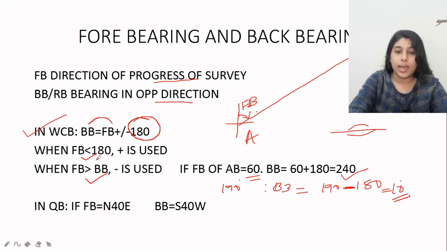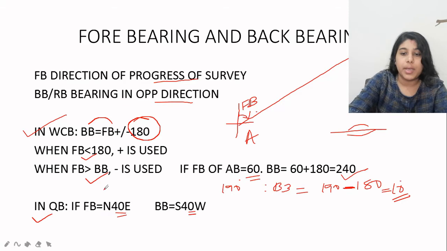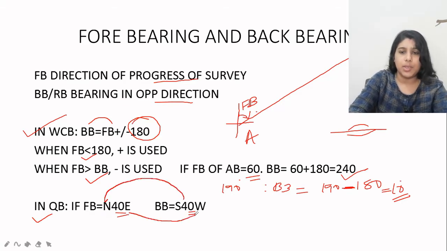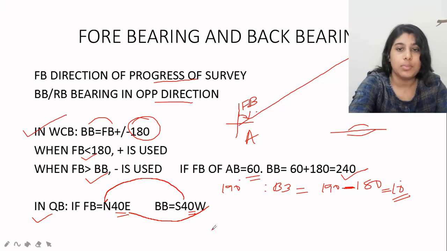In quadrantal bearing system, if forebearing is north 40 degree east, back bearing will be just the opposite. The angle will be the same every time. You don't have to worry about anything because it is quadrantal bearing and the angle will always be less than 90 degree. So north will become south and east will become west. Every time, if west is there, west will become east and south will become north. This is the way of doing it. It is very simple actually.